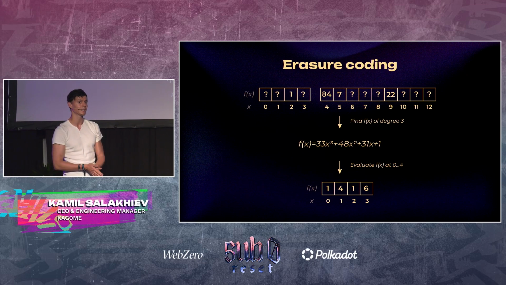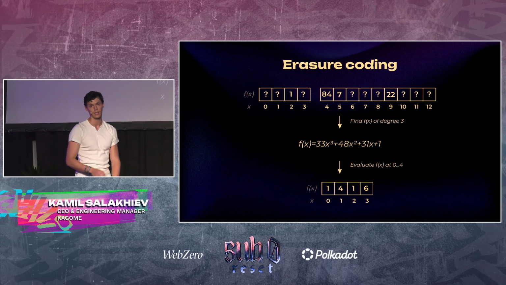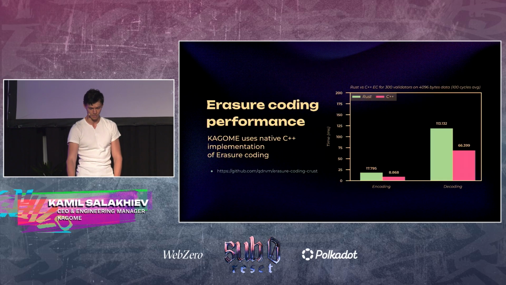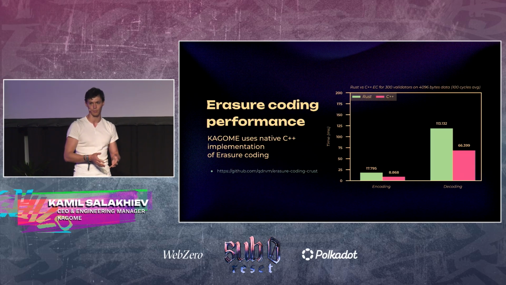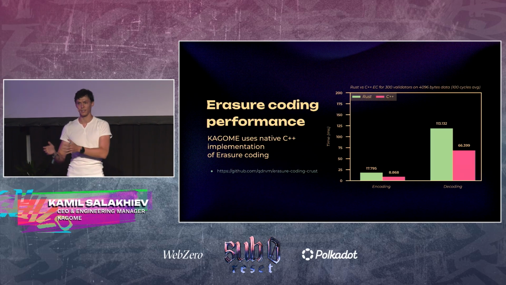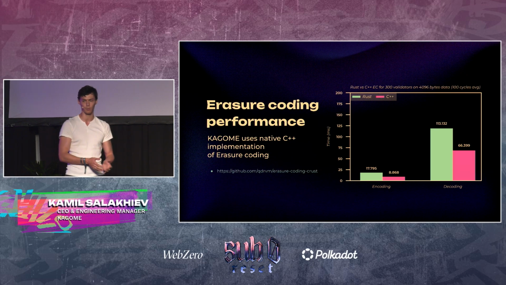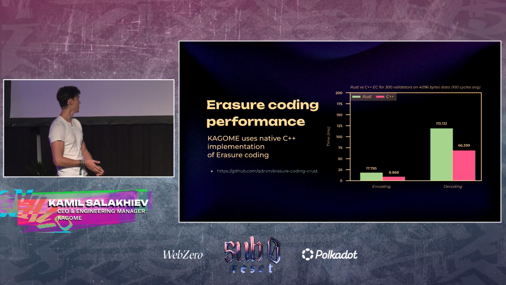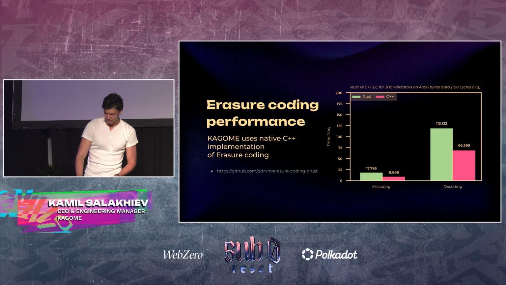As I said, it's a very costly operation to actually calculate this polynomial. And yeah, we want to get rid of this step. It is so costly that in KAGOME we first tried to optimize this step as much as possible. So we didn't just take the original implementation in Rust and create some bindings, but we actually implemented our own native implementation in C++ to get as much performance as possible. Our implementation is actually faster than the original implementation in Rust, and we are using this now.